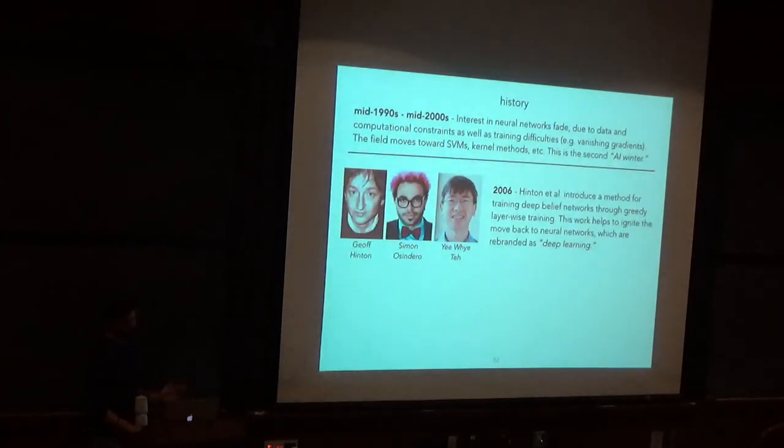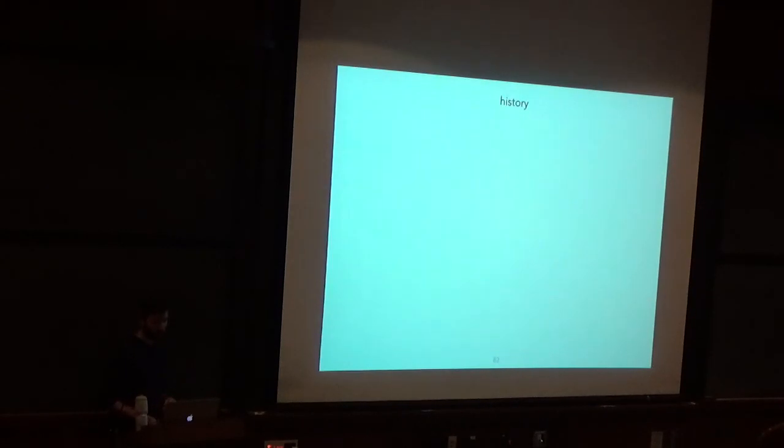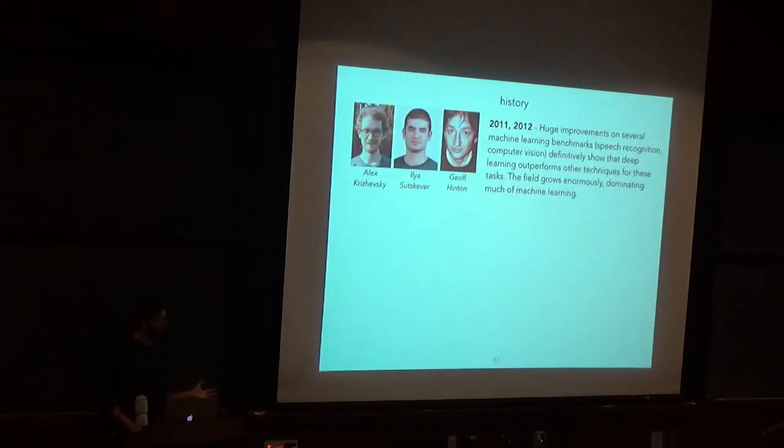But then, more in the middle of the aughts, Hinton and some colleagues developed a method for training neural networks in a layer-wise fashion. Later in that decade, more and more people started to move toward GPU computing. Bigger data sets started to be made. People started to experiment with other nonlinearities. And then in 2011, 2012, there started to be some drastic success in speech modeling and image classification.